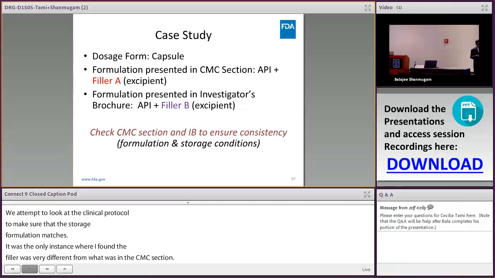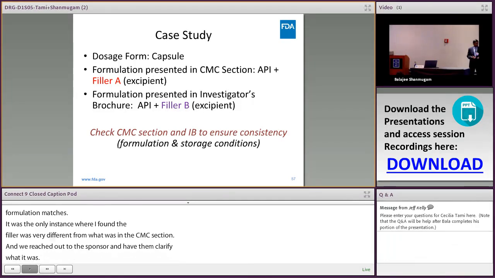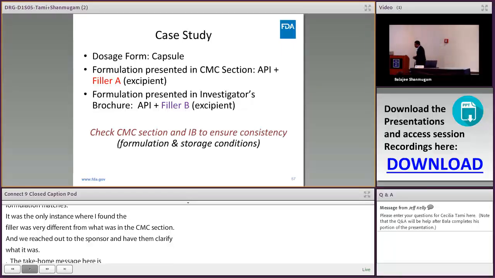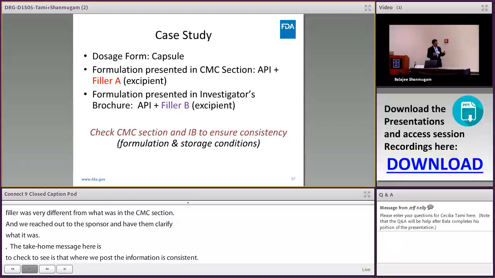So the take-home message here is that please check to see if the CMC section and the clinical protocol, wherever you present this information, are consistent, especially from a formulation and storage condition standpoint. We talked about the label, because the storage condition and any special conditions to protect the product from any deleterious effect of photostability or what have you can be avoided if the label is very clear, which is why I'm talking about the storage conditions here.